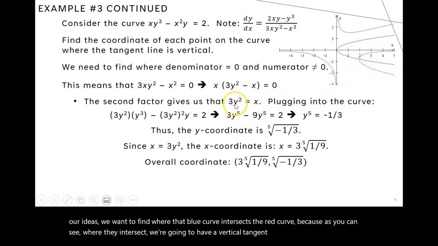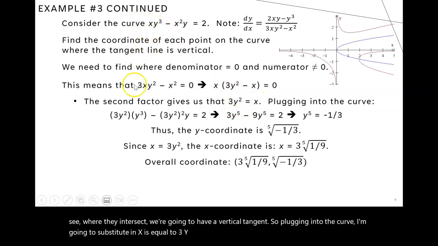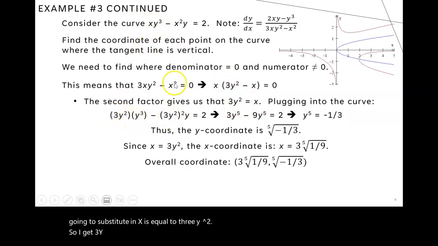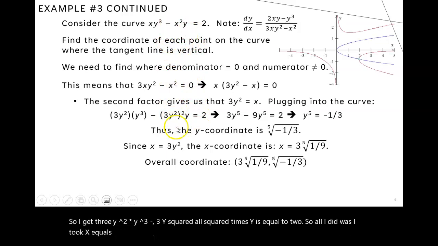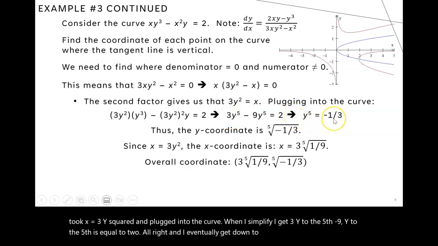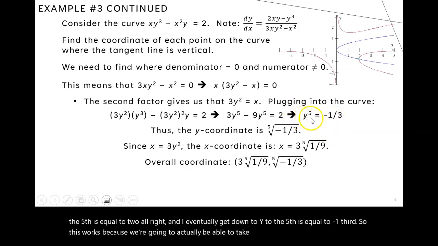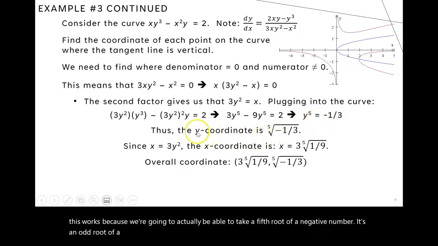So plugging into the curve, I'm going to substitute in x is equal to 3y squared. So I get 3y squared times y cubed minus 3y squared, all squared, times y is equal to 2. So all I did was I took x equals 3y squared and plugged into the curve. When I simplify, I get 3y to the 5th minus 9y to the 5th is equal to 2. All right, and I eventually get down to y to the fifth is equal to negative 1/3. So this works because we're going to actually be able to take a fifth root of a negative number. It's an odd root of a negative number. And we get this weird number, y is equal to the fifth root of negative 1/3.